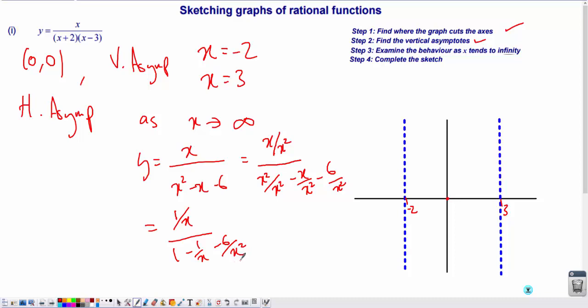Well, 6 over x squared, if x is really big, x squared is even bigger. So this is even smaller than anything I have here. So all three of these things tend to 0. So what do I have? This is not equal to, but tends to 0 over 1, because 1 is unaffected by the x, and 0 over 1 is just 0. So don't write equals, write tends to 0. So as x tends to infinity, y tends to 0. Therefore, the equation of my asymptote is y equals 0.